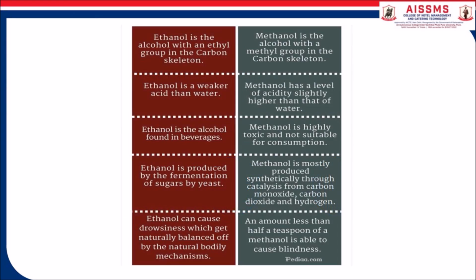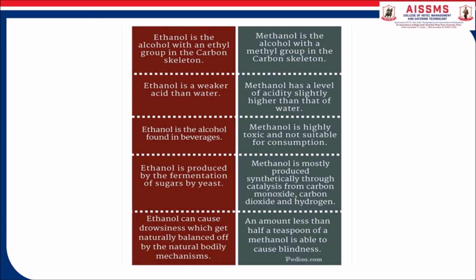So as we come to the end of the session, let us understand ethanol and methanol with the help of the differences between them. Starting with ethanol, it is the alcohol with an ethyl group in the carbon skeleton. On the other hand, methanol is the alcohol with a methyl group in the carbon skeleton. Ethanol is a weaker acid than water, whereas methanol has a level of acidity slightly higher than that of water.